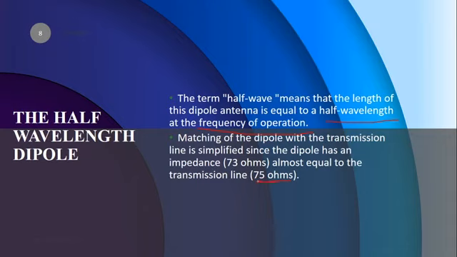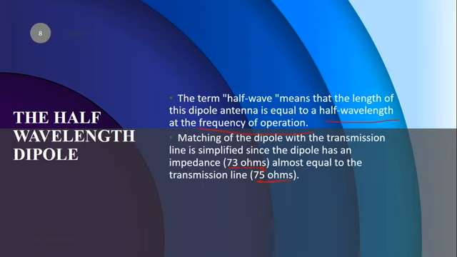Now we need to design an antenna that can match the 75 ohms of this transmission line. When you measure the impedance of the half wave dipole, it is almost 73 ohms, which is approximately 75 ohms, so we can equate them. Since the half wave dipole has an impedance of 73 ohms and the transmission line has an impedance of 75 ohms, we can ensure that a good matching is made between the transmission line and the antenna.